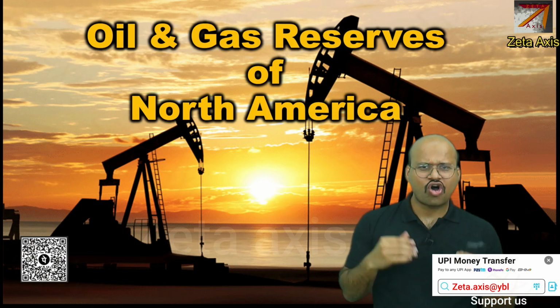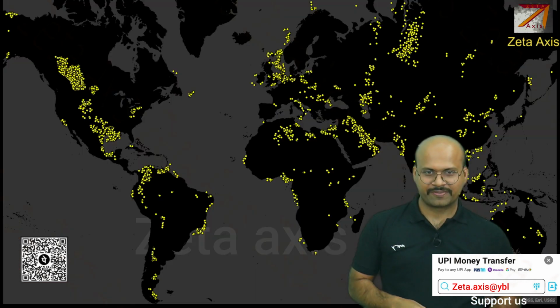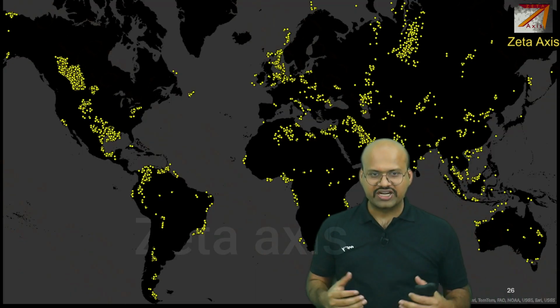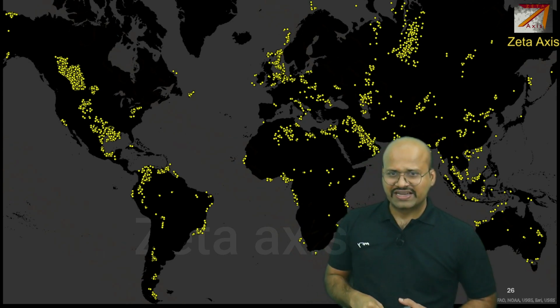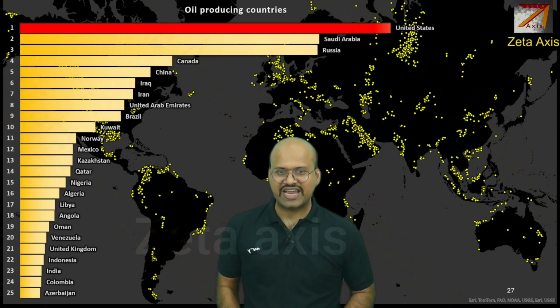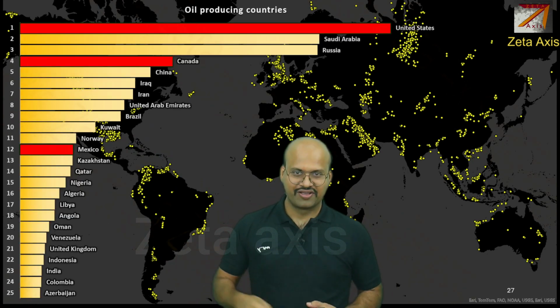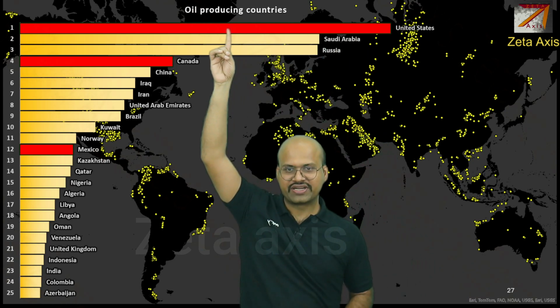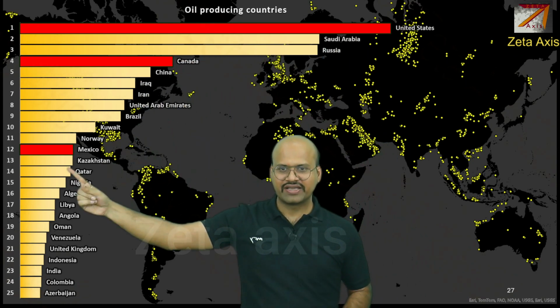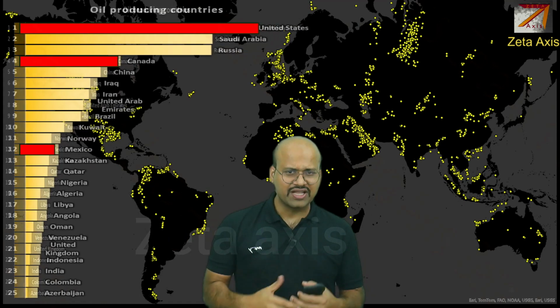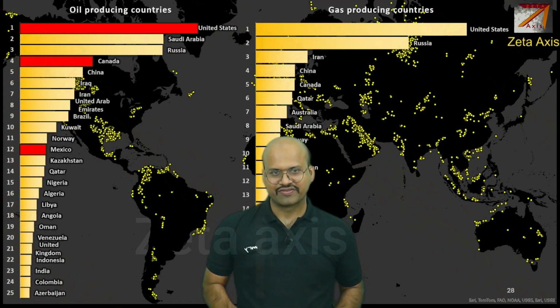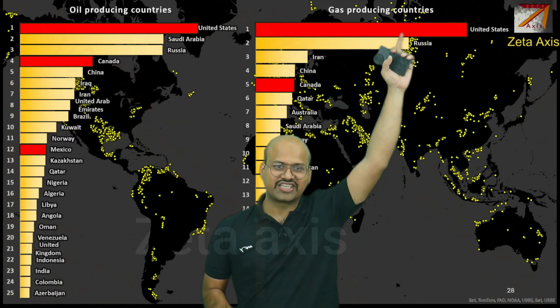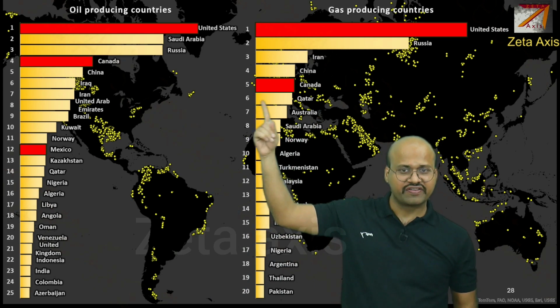Now let's move to oil and gas reserves of North America. Again, if we see the global deposits of oil and gas, we can see that North American continent has significant deposits of oil and gas. And this can be seen in the global standings of the countries found in North America. We can see United States is right at the top of oil producing countries, followed by Canada at 4th and then Mexico at 12th. Similarly, in the production of gas, we will see that United States sits at the top and Canada is at the 5th position.